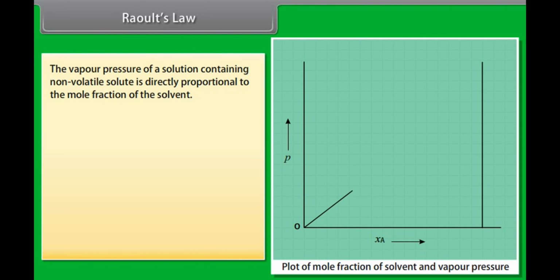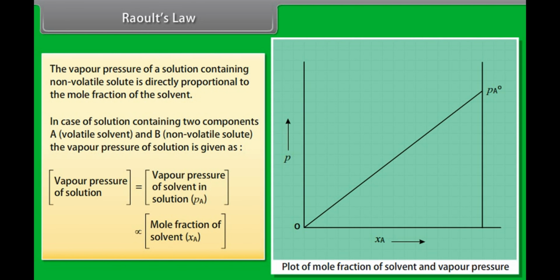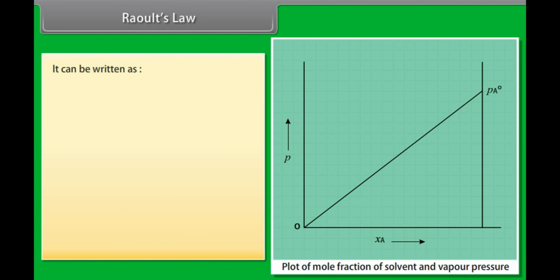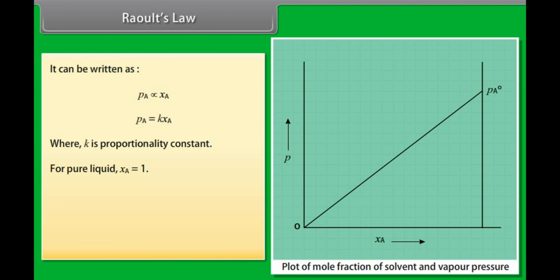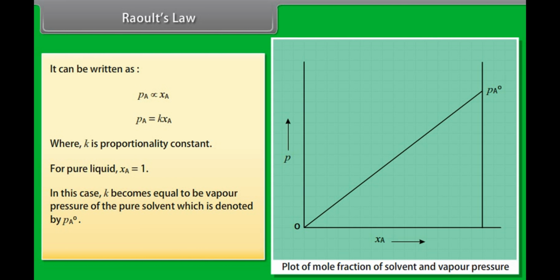Raoult's law. The vapor pressure of a solution containing non-volatile solute is directly proportional to the mole fraction of the solvent. In case of solution containing two components, volatile solvent and non-volatile solute, the vapor pressure of solution is given as Pa = K × Xa, where K is proportionality constant. For pure liquid, Xa is equal to 1. In this case, K becomes equal to vapor pressure of the pure solvent, which is denoted by P°A.